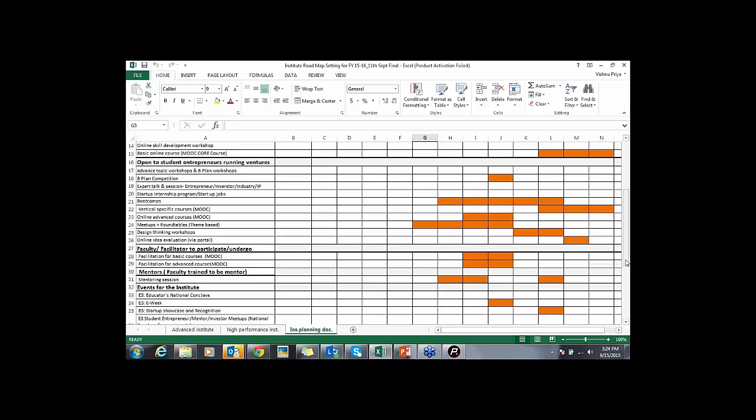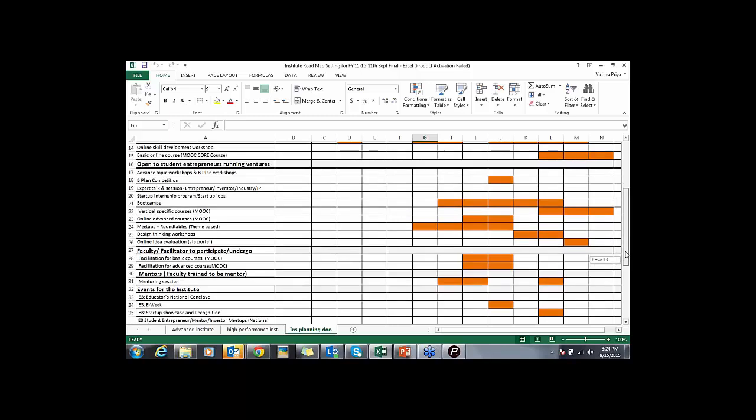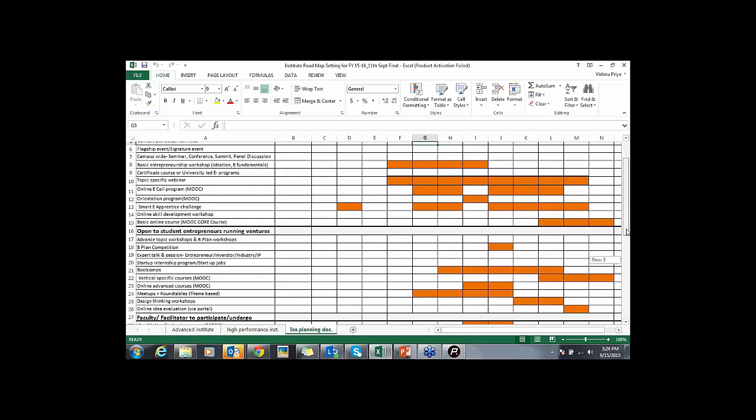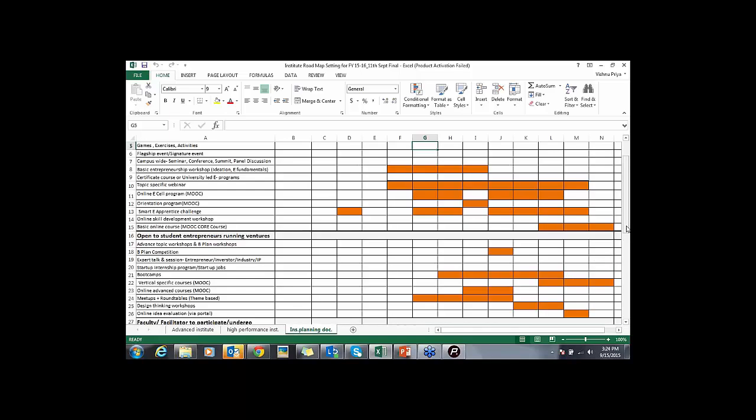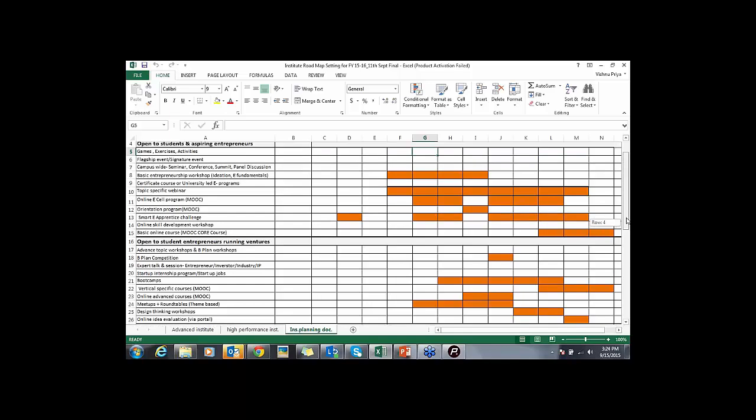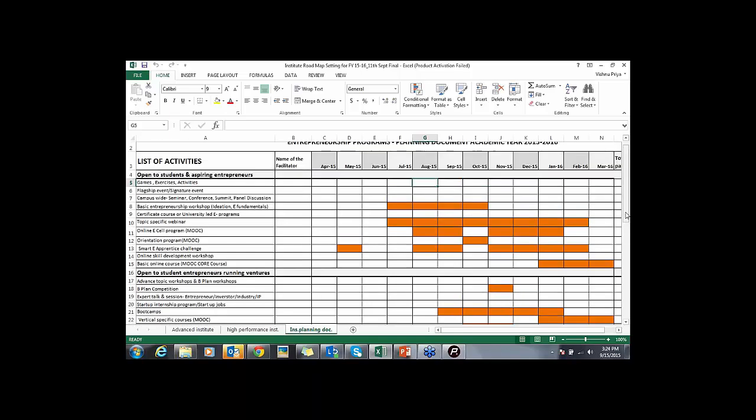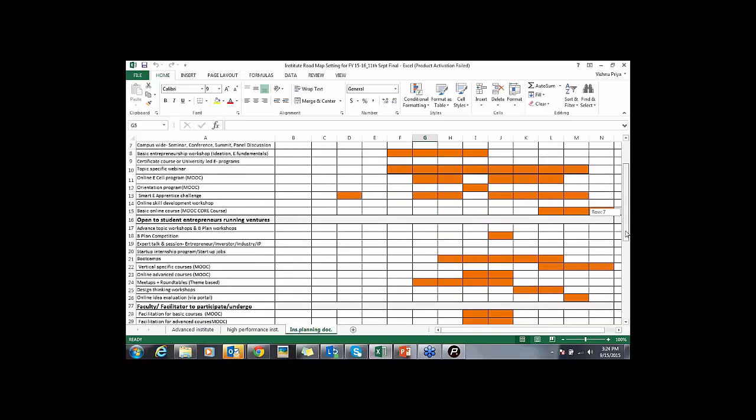For the very basic programs that you're running, or for new institutes that are running, the first level, the one at the top, open to students and aspiring entrepreneurs, should be absolutely packed. For the mid-level and the higher level, the second and the third, as you move to the bottom of the sheet, should be absolutely packed. But all of you aim for packing your whole sheet. So this is how you will have to do your planning document.